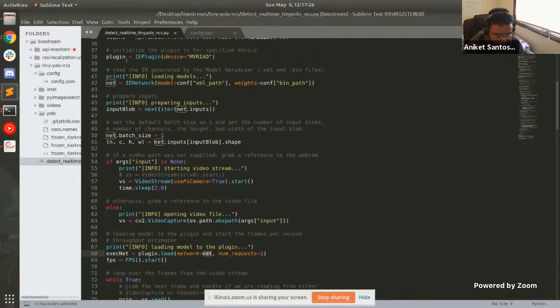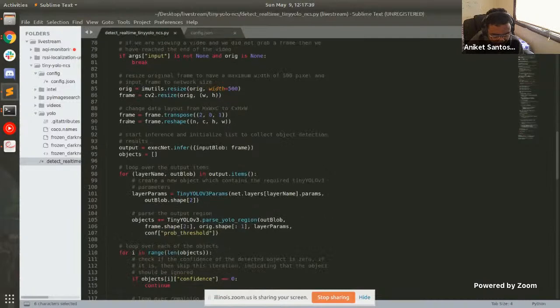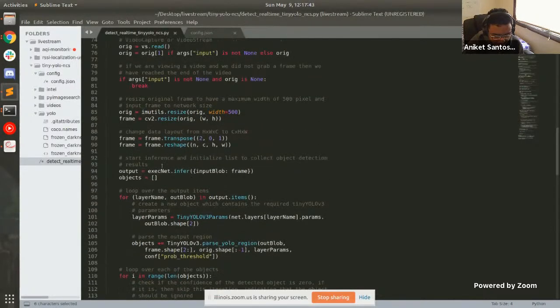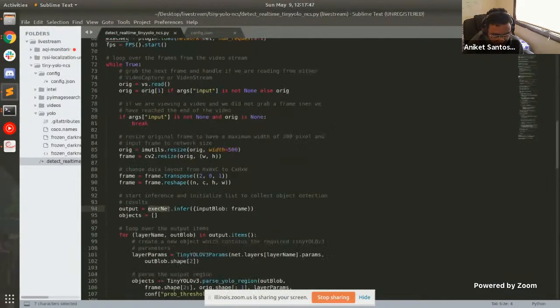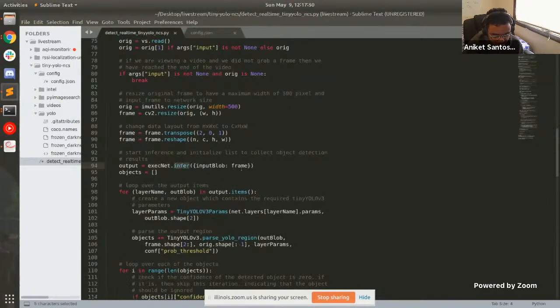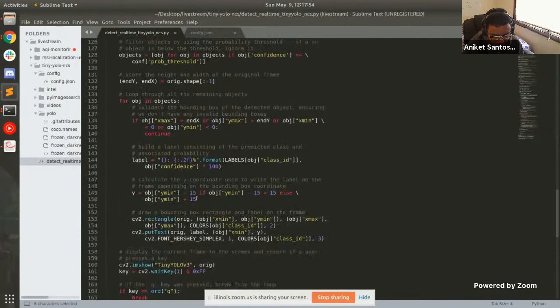So this is the plugin here, and this was a separate entity, which was the network. And we load this plugin here. And then we read each frame and pass it through the net. So here, exec net, which was loaded into the plugin, infers the frame, and the output is processed to detect objects.